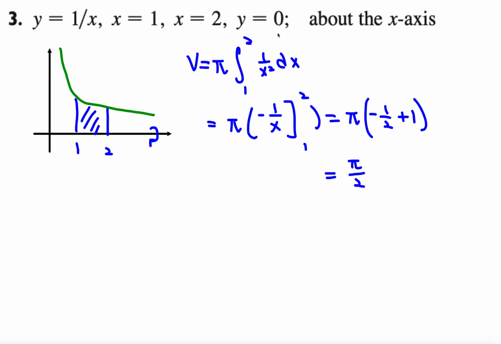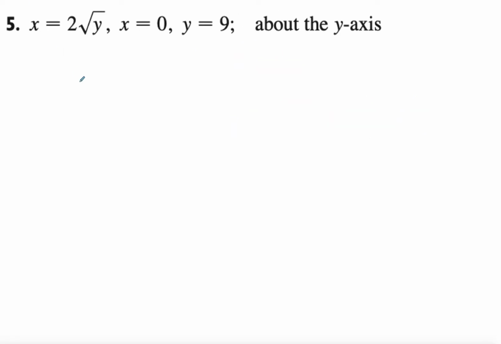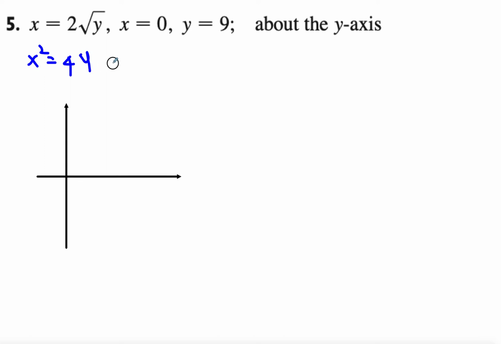Let's look at the next question, number 5. This is a little bit different because, as you can see, things are solved for x. So if I were to solve this one for y, you might be able to understand what's happening a bit better. We have 4y equal to x squared, so you can realize that this is y equals x squared over 4.